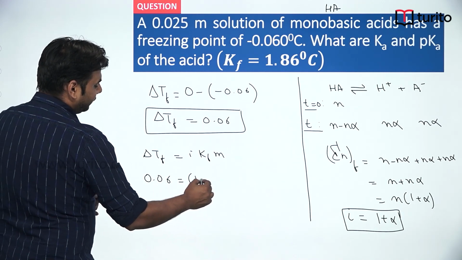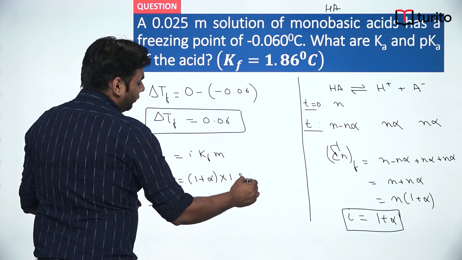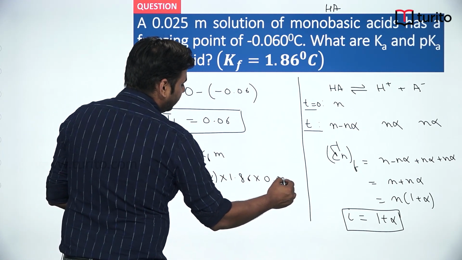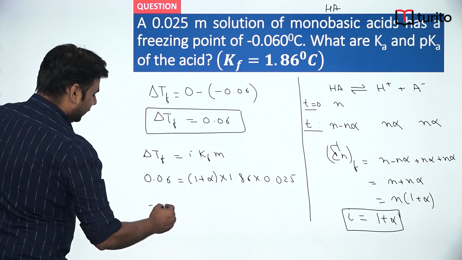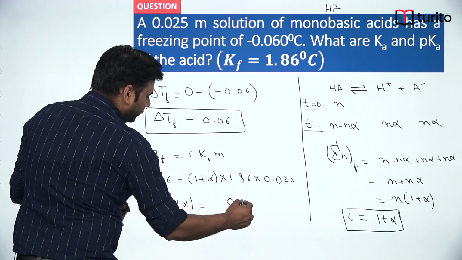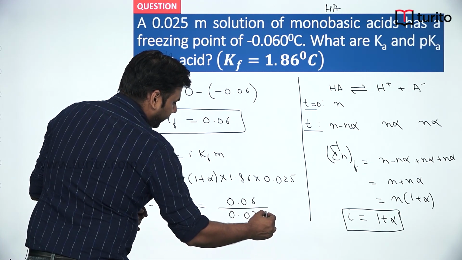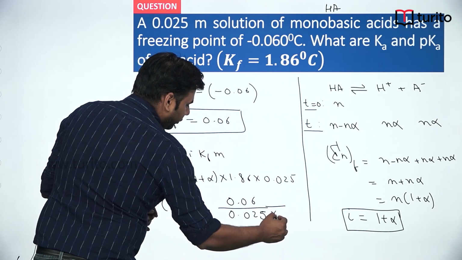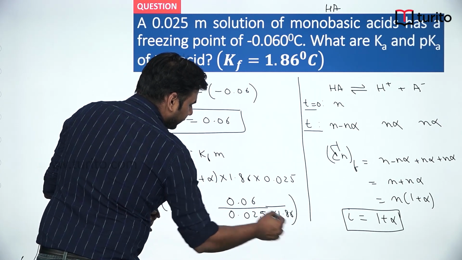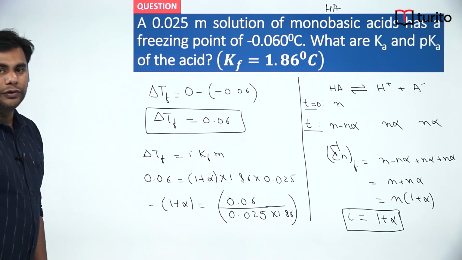So this is 0.06. i we know is 1 plus alpha. Now Kf is 1.86. Molality is given to us as 0.025. So we can get the value of 1 plus alpha over here. So this would be 0.06 divided by 0.025 into 1.86. You can just calculate this now. Hope this is clear to you.